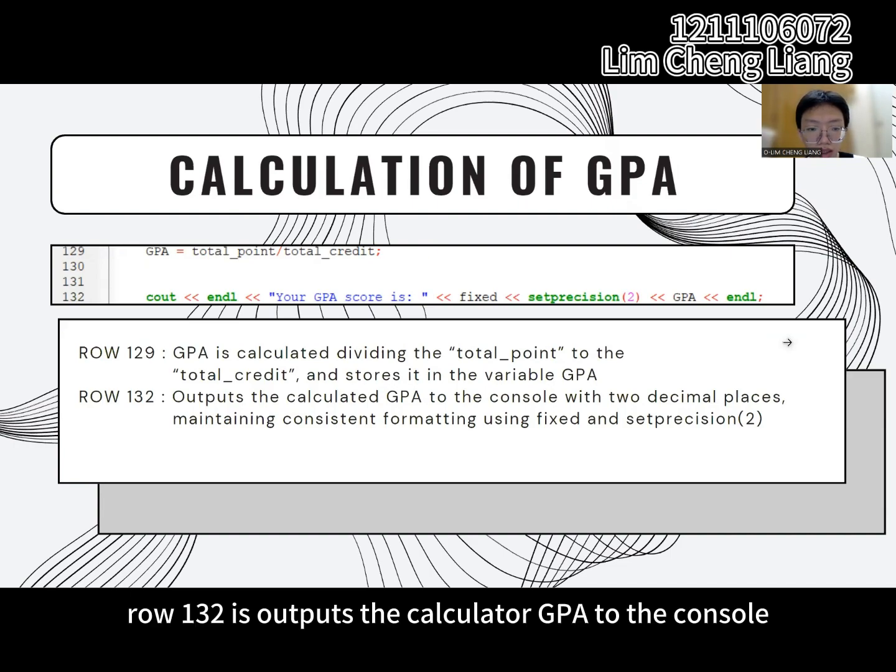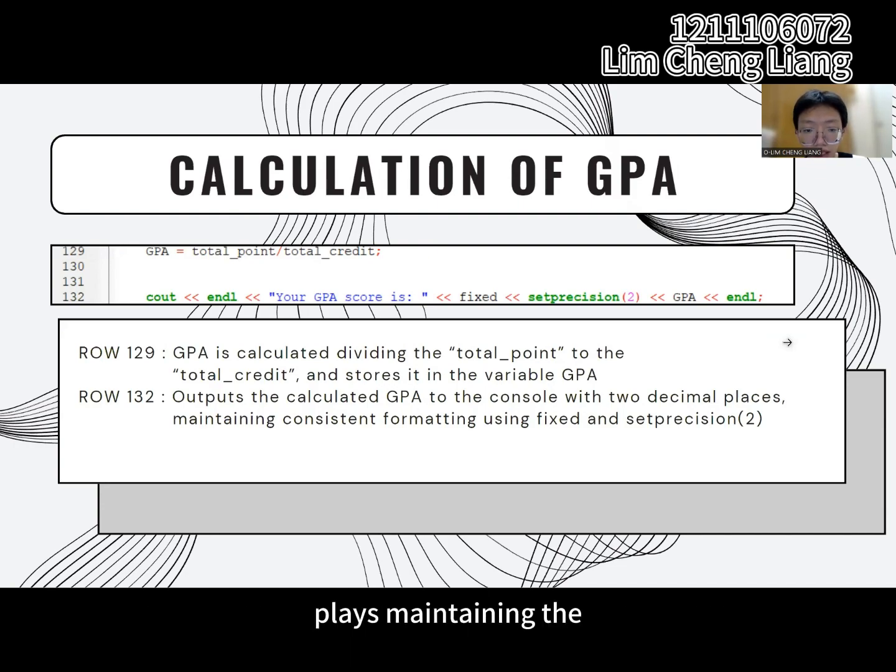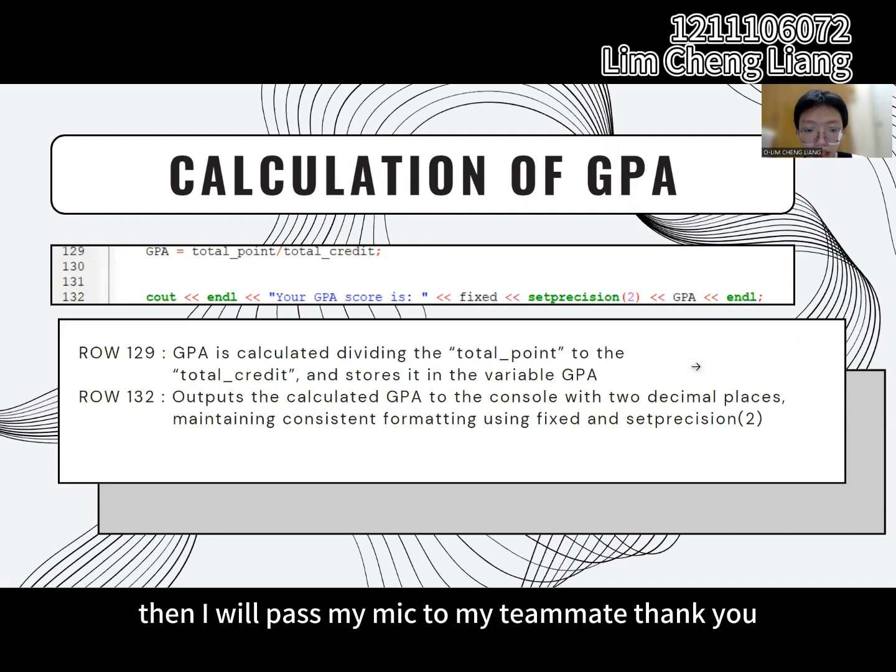Row 132 outputs the calculated GPA to the console with 2 decimal places, maintaining consistent formatting using the fixed and setprecision tools. Then I will pass my mic to my teammate.